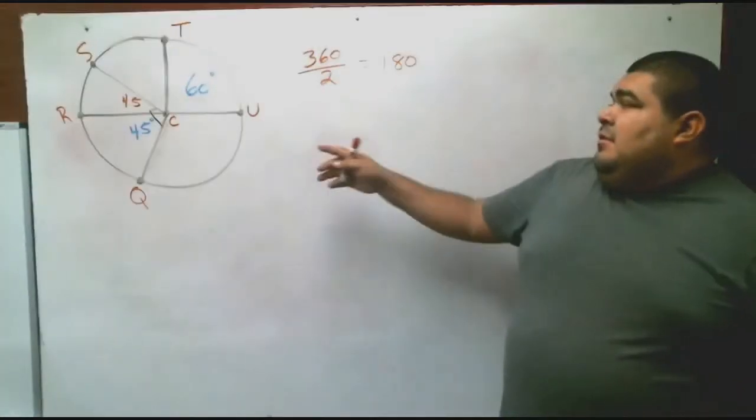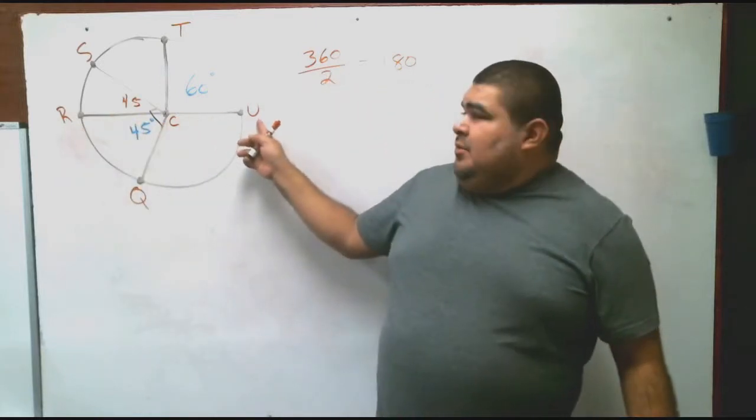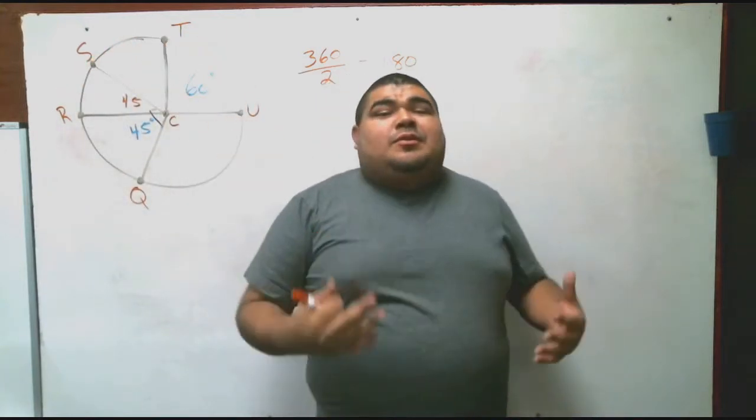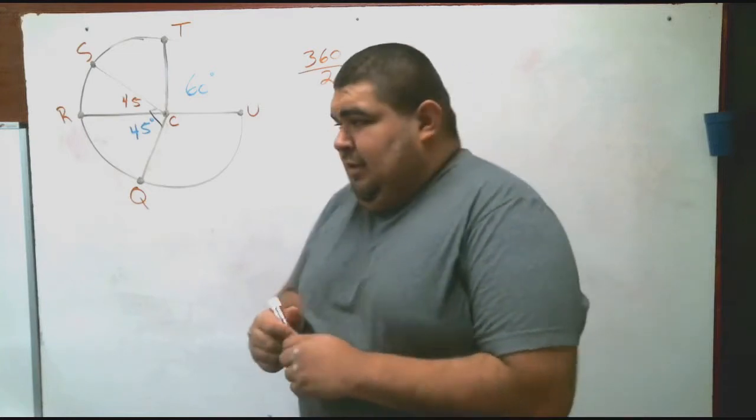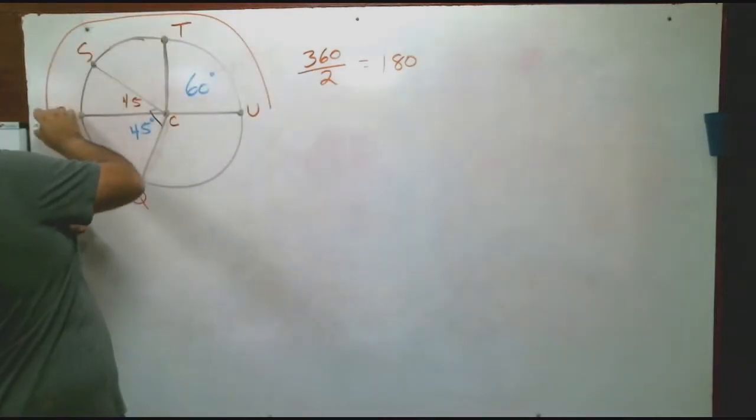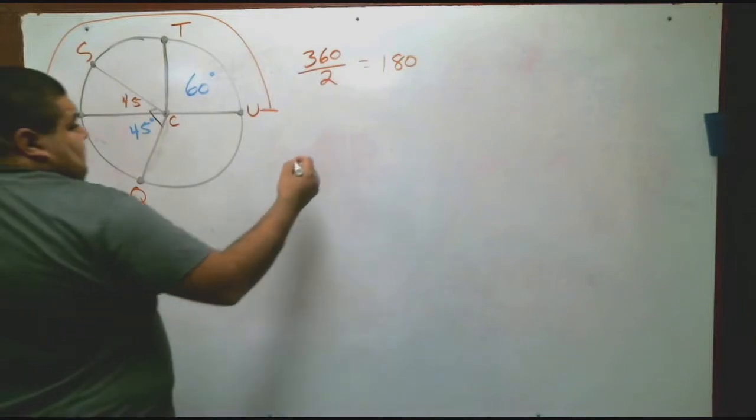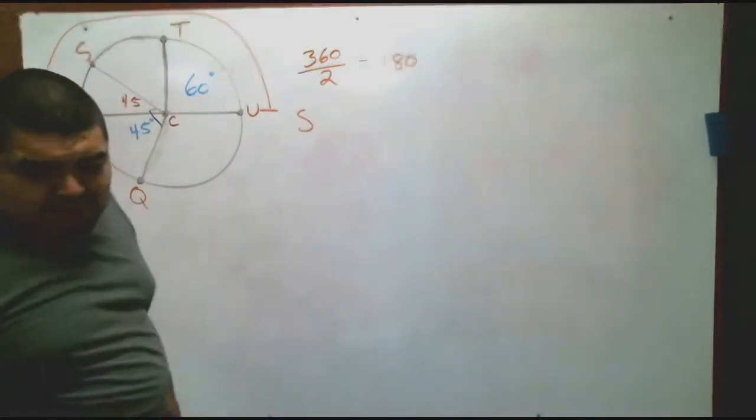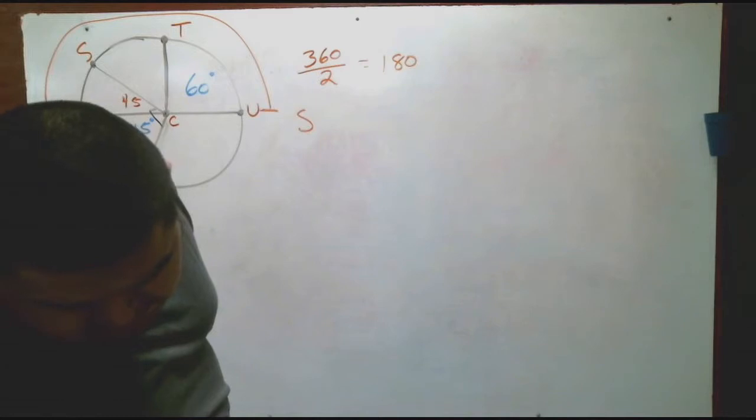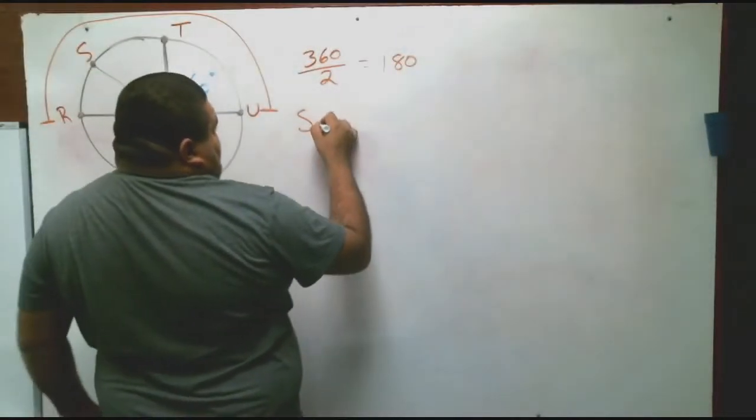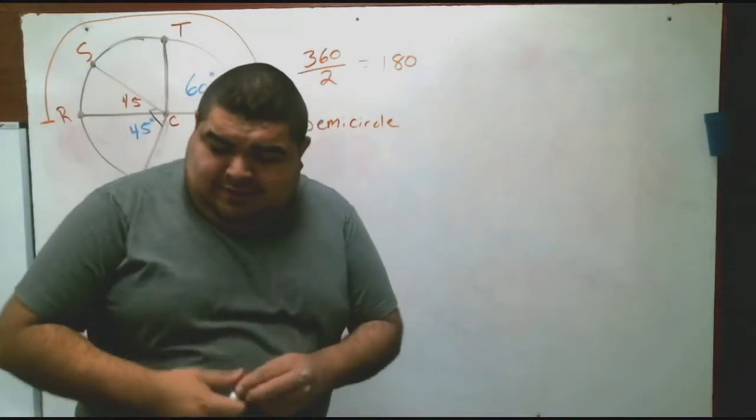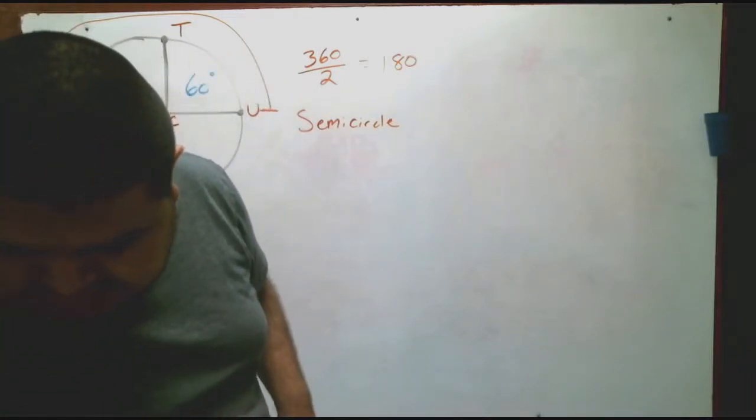Now that we know that this top part, R, U, cut the circle in half, we know that R, S, T, and U is what is known as a semicircle, okay? So we know that from U all the way to R is known as a semicircle. Let me see here. Semicircle, okay? When, let's see, what color should I use? Purple.